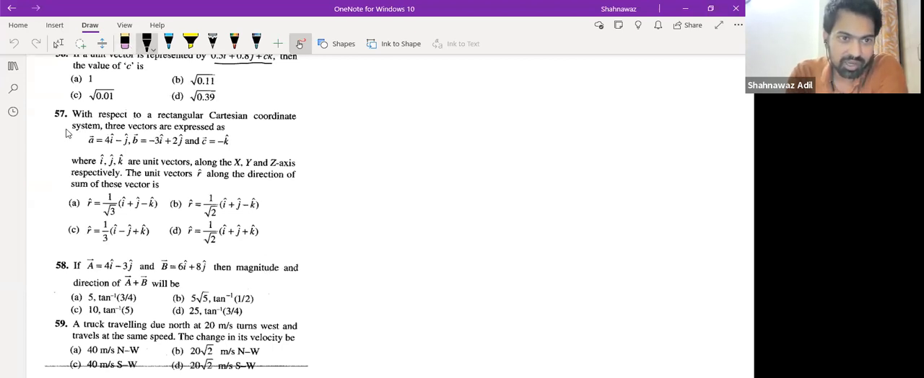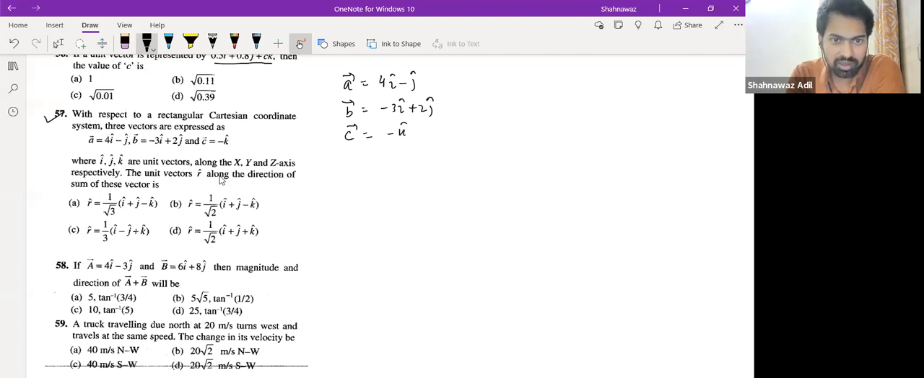Okay, so let's do this problem. With respect to a rectangular Cartesian coordinate system, three vectors are given. A vector is 4i minus j, B vector is minus 3i plus 2j, C vector is minus k. Here i, j, k are along the x, y, z axes. The unit vector r hat we have to find is in the direction of the sum of these vectors. So the sum would be A plus B plus C. Am I right or wrong?